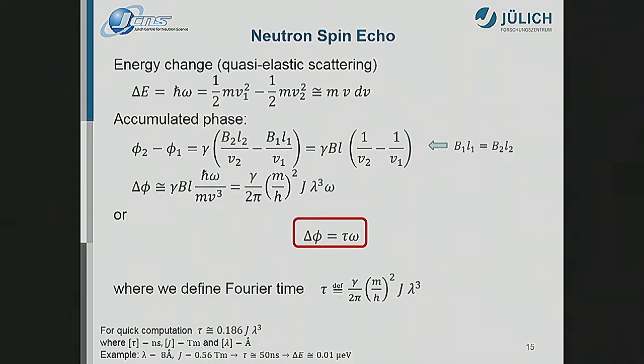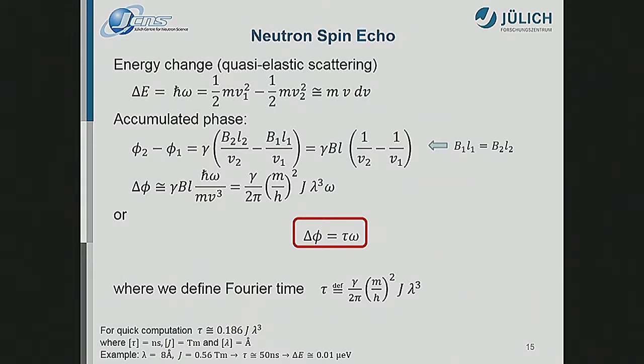So now a little bit more math. We're working in a so-called quasi-elastic regime, so the energy changes are very small. And then the accumulated phase in the first coil and the second coil, if you write them down using those equations from prior slides, is like this. And the condition is that the field integral on both arms is the same. And then what matters is the difference in velocity. So if you work it out, you get this complicated formula.